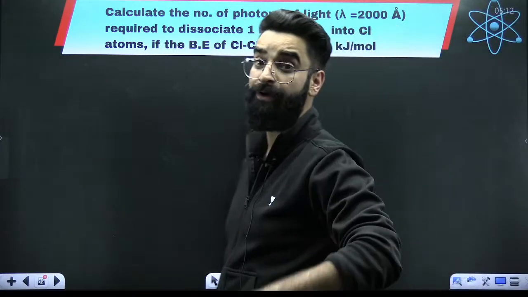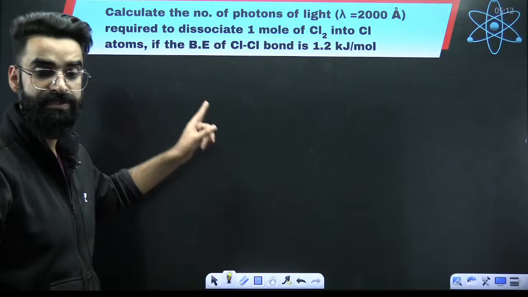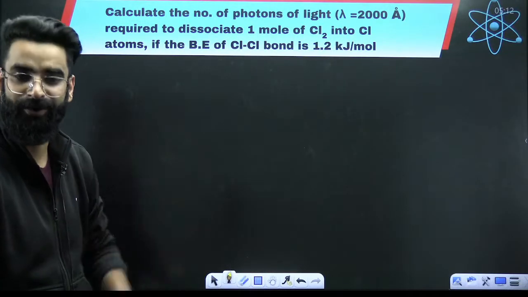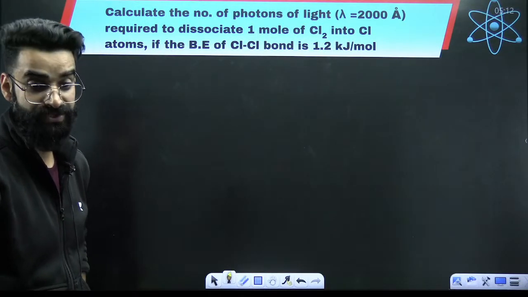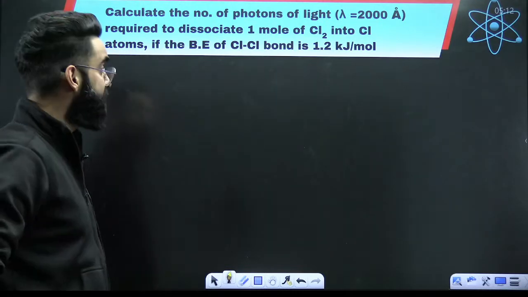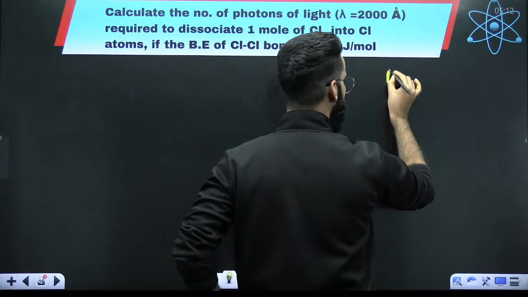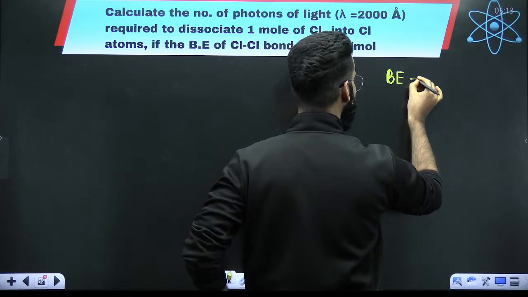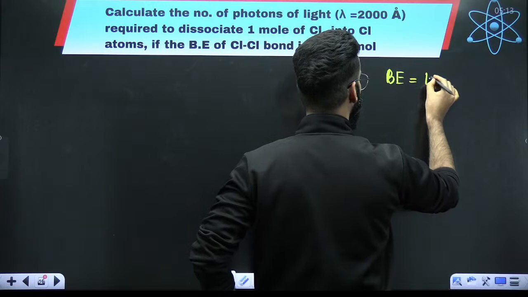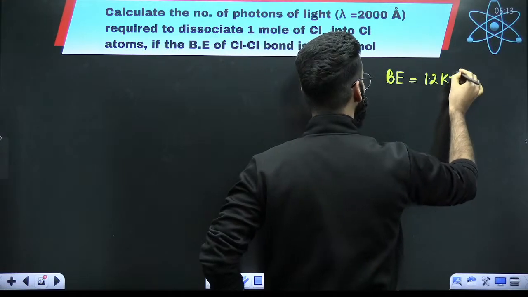So right now you do not have to dissociate one bond. You have to dissociate 1 mole of bonds, right? See guys, as per the question, bond energy of Cl2 is 1.2 kilojoules per mole.